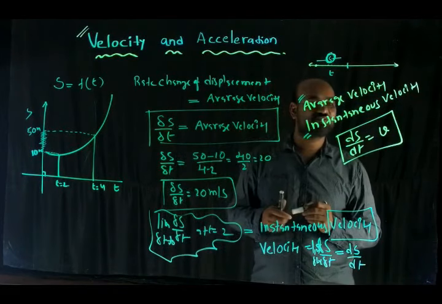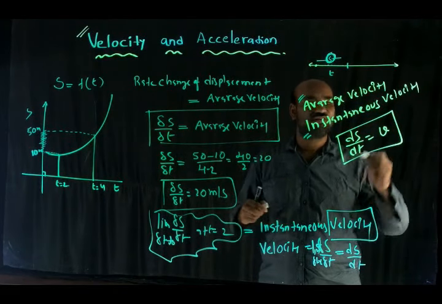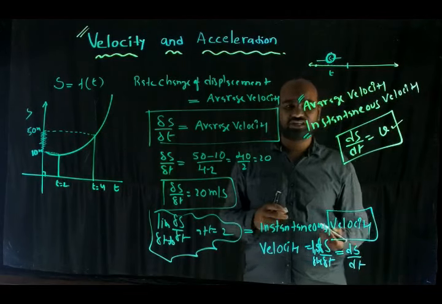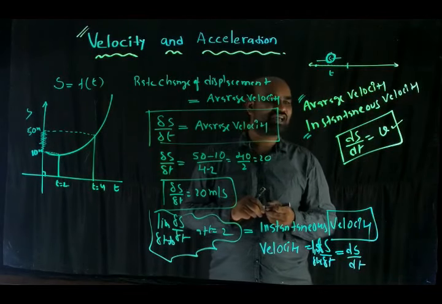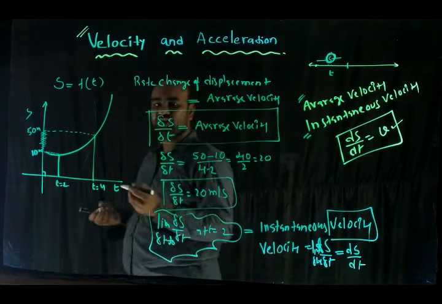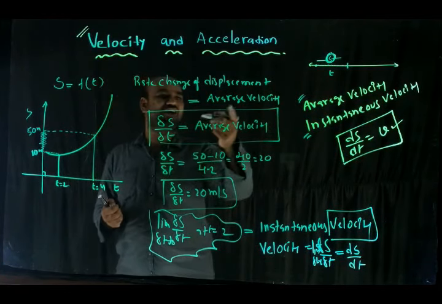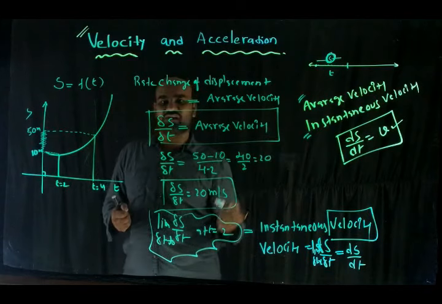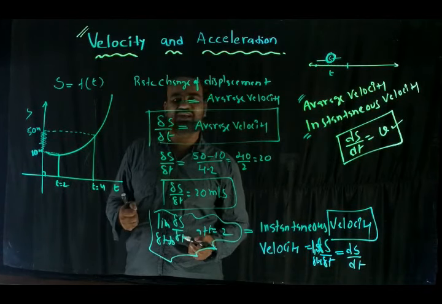Instantaneous rate of change of displacement is called velocity. Velocity is a vector quantity. It has direction as well as magnitude. Okay. So what is the geometrical meaning of average velocity and geometrical meaning of instantaneous velocity?